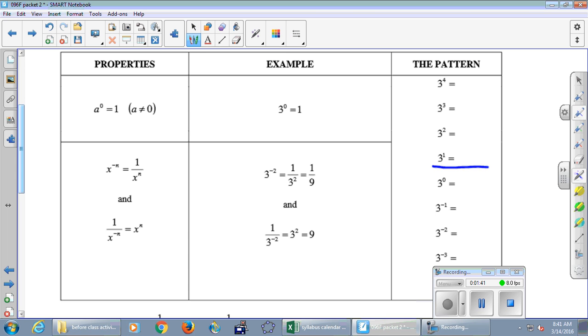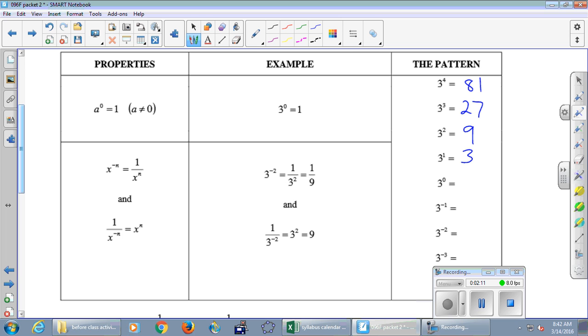3 to the first is 3. And we're going to go up the ladder in the beginning here. 3 squared is 9. 3 cubed, 27. And 3 to the 4, 81. Okay, so all stuff we know. Go ahead and fill those in. The rule for walking up the ladder is multiply by 3. If you take a look at every number, you multiply by 3, and that gets you the next number up the ladder. Yes?